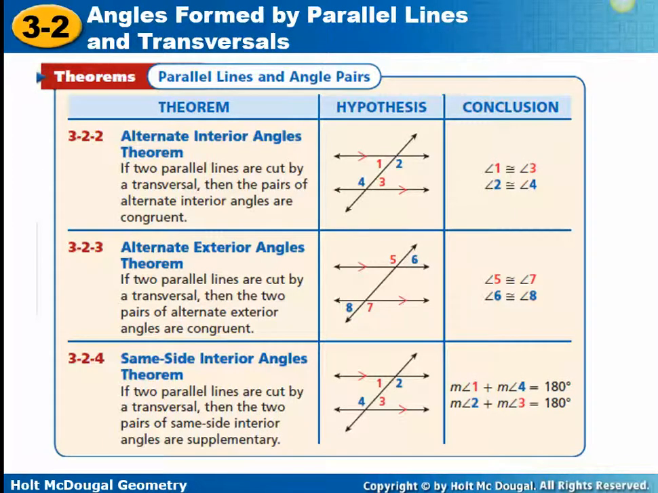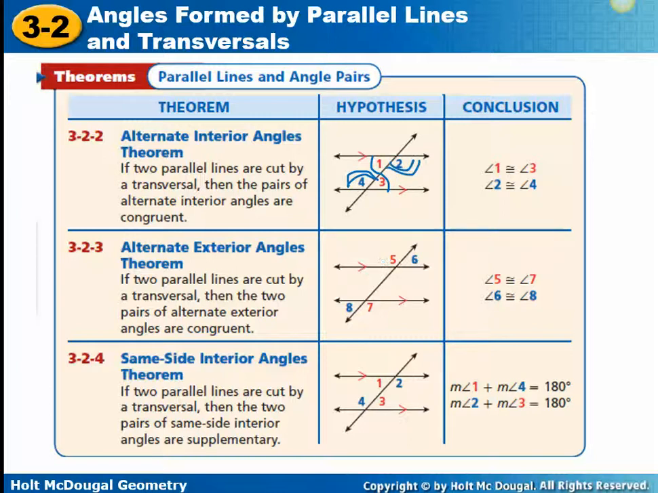Here are our theorems. The first one is the alternate interior angles theorem, which says that if two parallel lines are cut by a transversal, then the pairs of alternate interior angles are congruent. So this angle, angle 1, would be congruent to angle 3. Angle 4 would be congruent to angle 2.